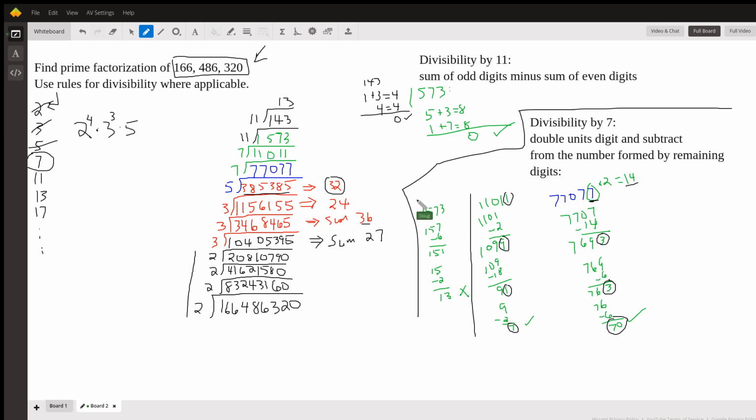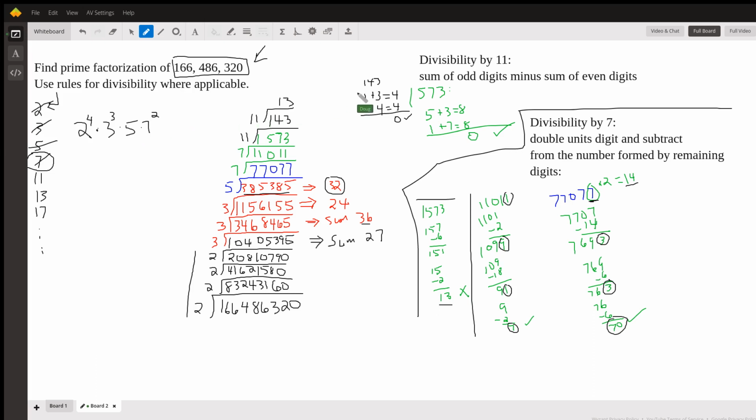1573. Here's the test for 1573. It ends with a 3, so doubling gives 6, and subtracting from 157 gives 151, which is not 0 and not a number divisible by 7. So we're done with the sevens. And how many factors of 7 were there? 2 of them.